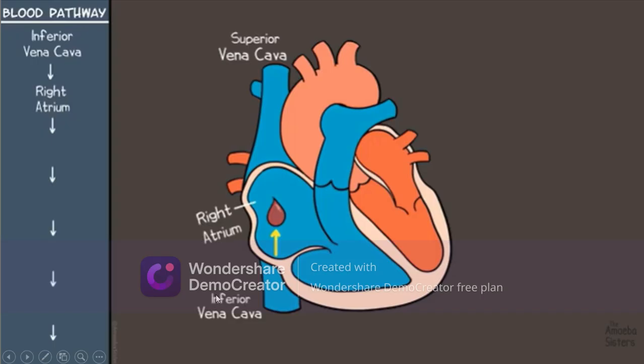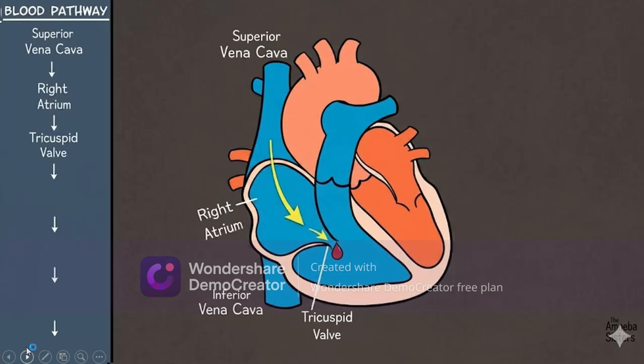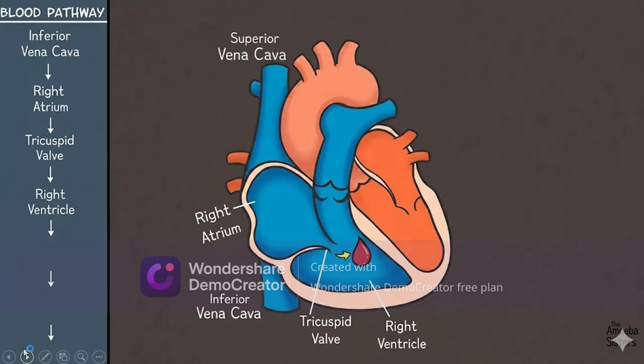So they will be carrying all the deoxygenated blood from the upper and lower part of the body respectively, and this will be coming into the right atrium. Now the blood that has reached the right atrium will be entering through the tricuspid valve. So the valve will be opening, which will be allowing this deoxygenated blood to enter through the right atrium. It will be entering into the right ventricle.